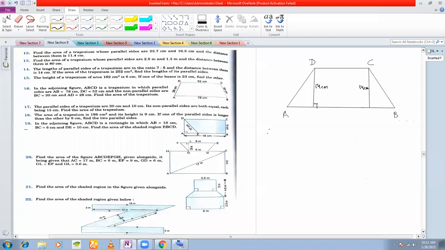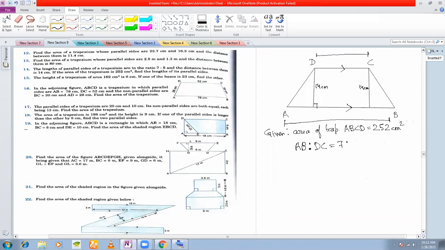Area of the trapezium is given. So let's see what is given here. Area of trapezium ABCD is given to you as 252 centimeters square. Also the ratio of the length of the parallel sides. This is one parallel side AB. Let us mark it. The other parallel side is DC. So the ratio of the lengths is given. AB is the bigger side, so we write it first because the ratio is 7 is to 5. 7 is a bigger number. So AB is to DC is given to you as 7 is to 5.